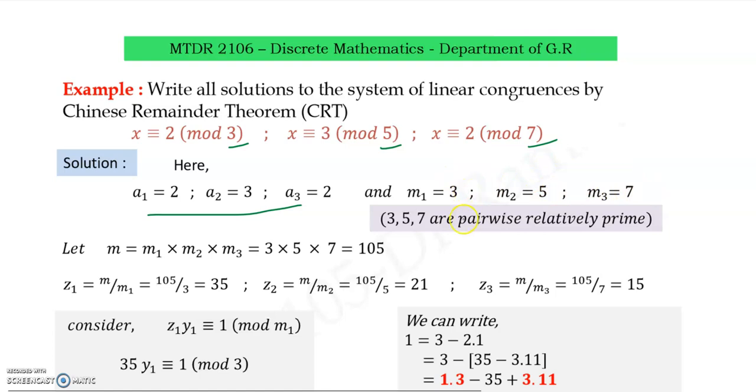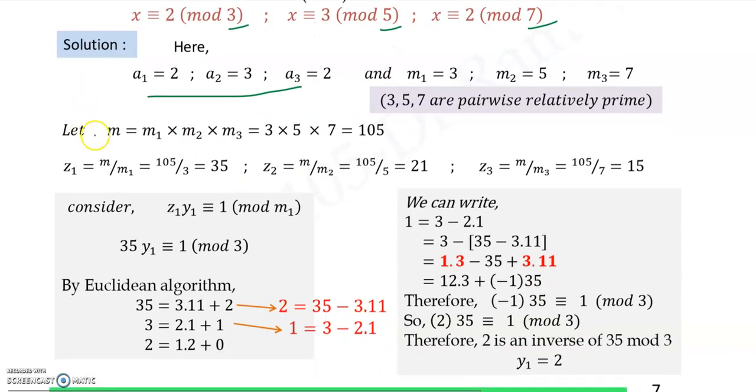7 and 3 are relatively prime. That's why I write 3, 5, 7 are pairwise relatively prime. Now, next we have to find m. What is m? You multiply m1, m2, m3. What is m1? 3, m2 is 5, m3 is 7. So you multiply all this, that is 105.